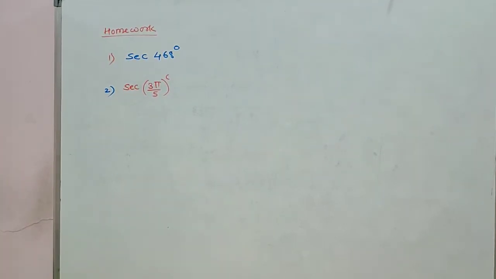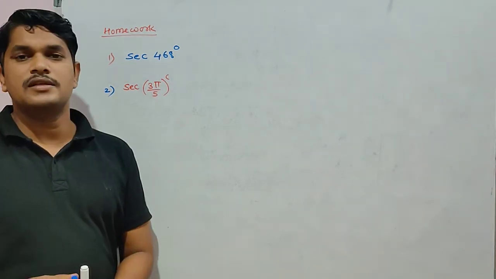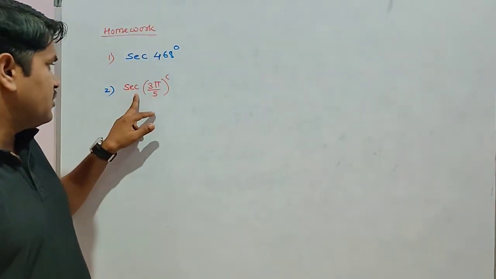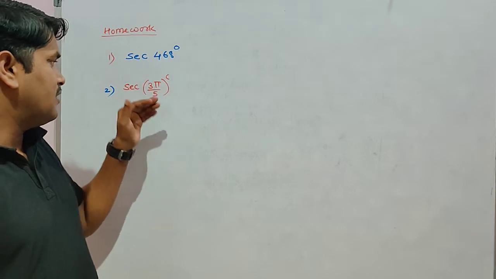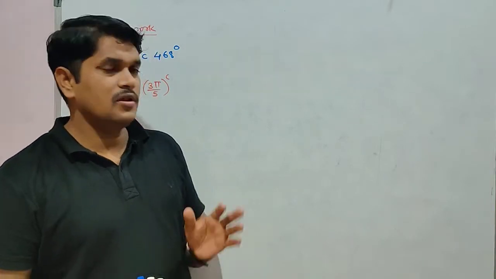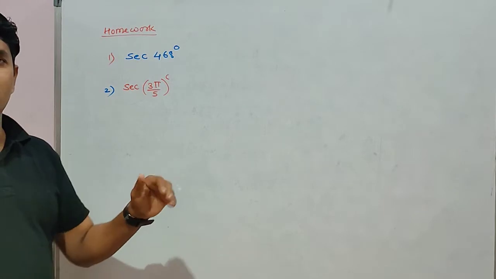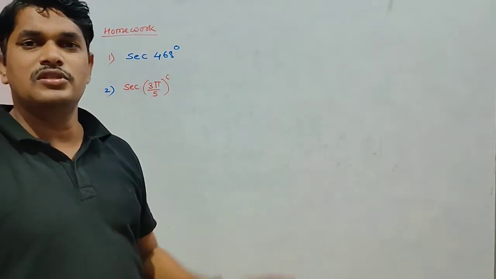Okay, these are two homeworks for you. The first one is sec 468 degree and the second one is sec 3 pi by 5 radian. To solve the second one, first convert the radian angle into the degree angle and then find the sign of that trigonometric function. समजलं? पहिलं काय करायला लागणार आहे, we have to convert this radian angle into the degree angle and perform the same procedure.